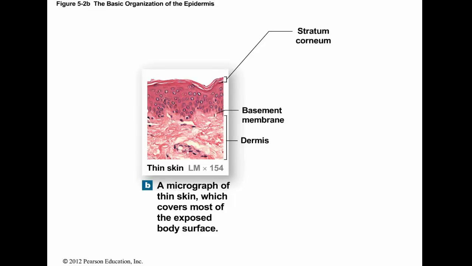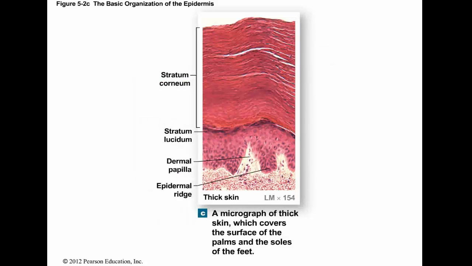So here we have a micrograph of the thin skin. You can see we've got the stratum corneum and the basement membrane, and then the dermis. And here is a micrograph of the thick skin, which covers the palms and the soles of the feet. And you can see here that the stratum corneum layer is far thicker. So this is another form of protection.